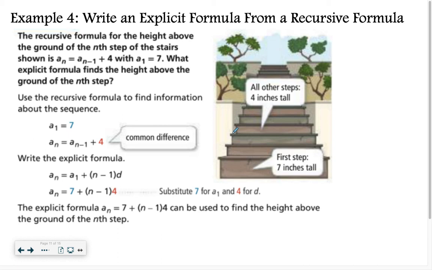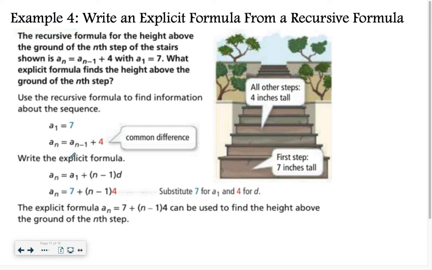And our first step is not actually the same height. Look at that. We have a first step that's actually 7 inches rather than the 4 inches that the rest of the steps are. So our process is going to change just a tiny bit. So we'd say a of 1 equals 7. And then a subscript n equals a subscript n minus 1 plus 4.